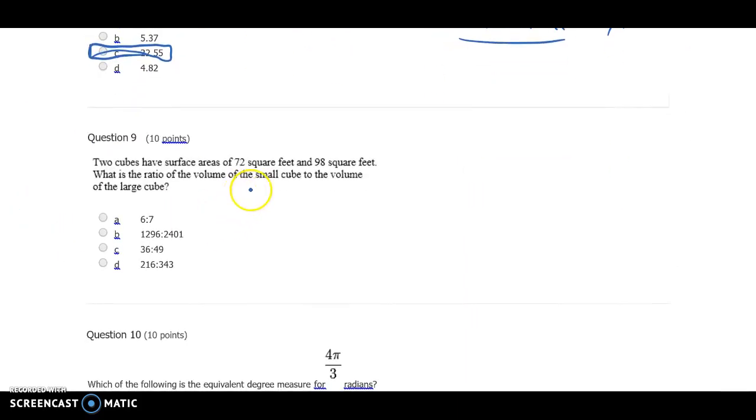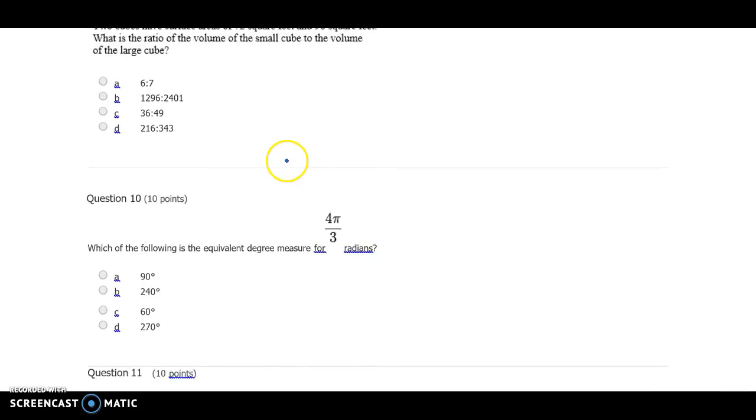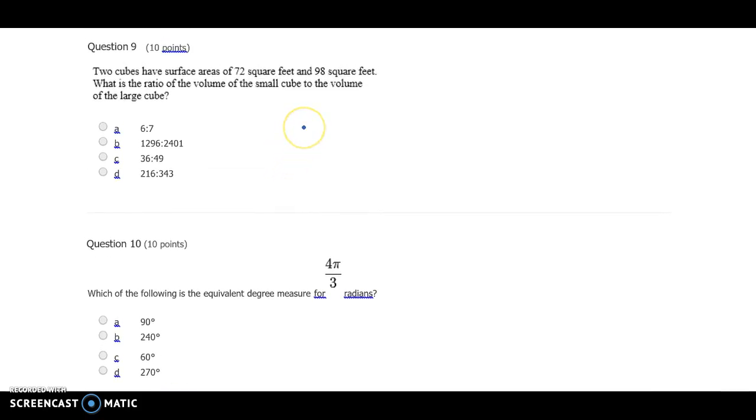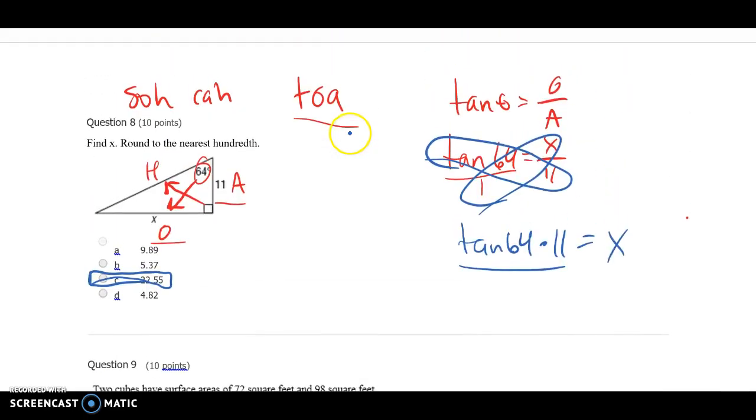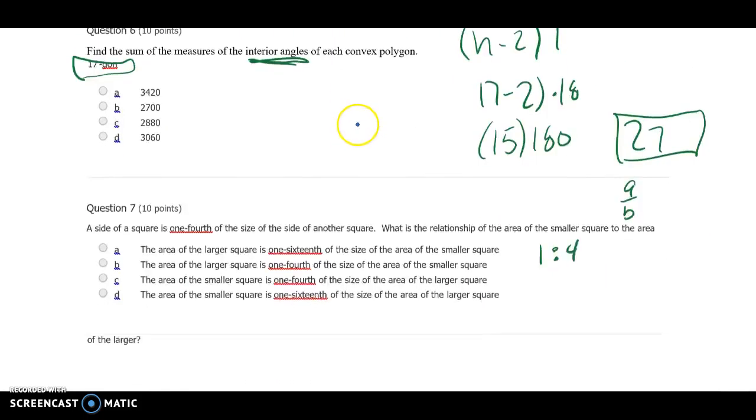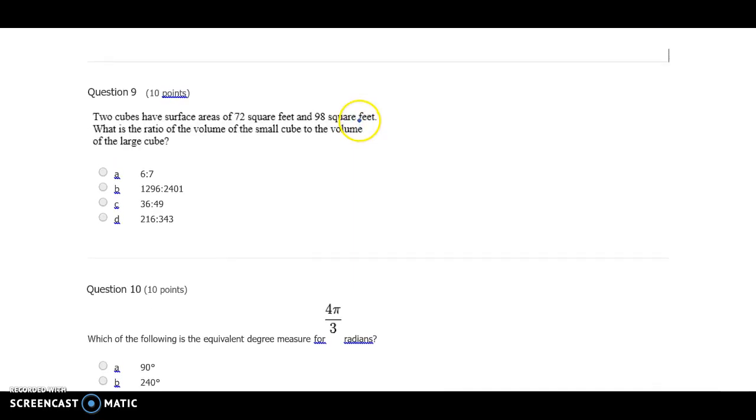Let's keep moseying. Question 9 says 2 cubes have surface areas of 72 square feet and 98 square feet. What is the ratio of the volume of the small cube to the larger cube? Again, just like number 7, it goes back to those ratios.